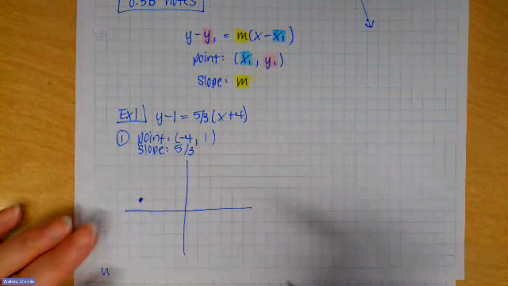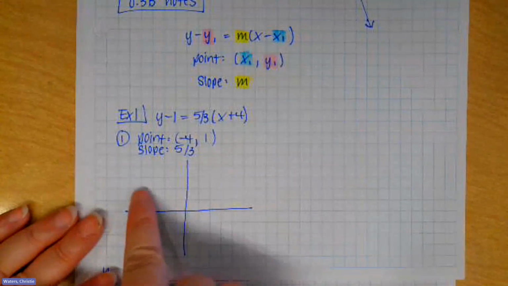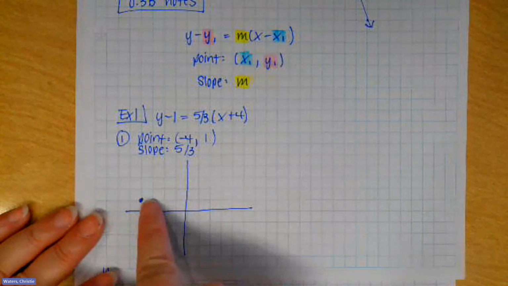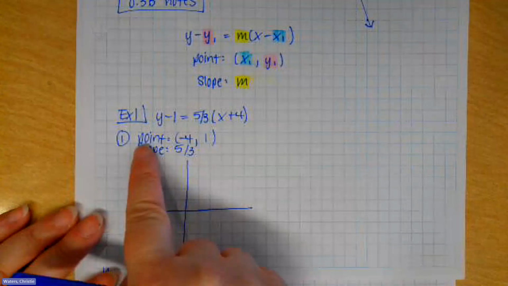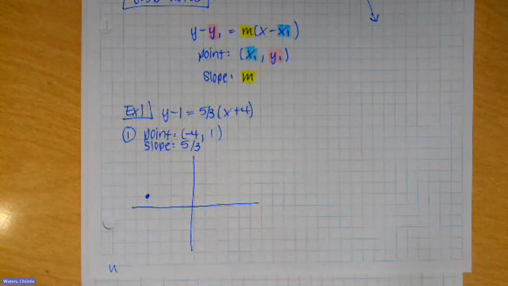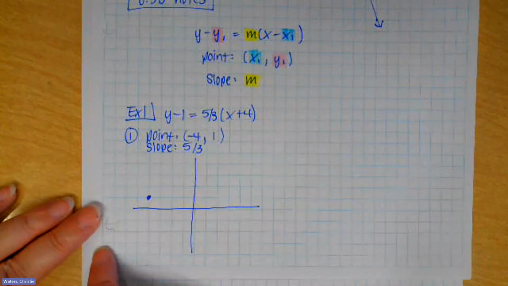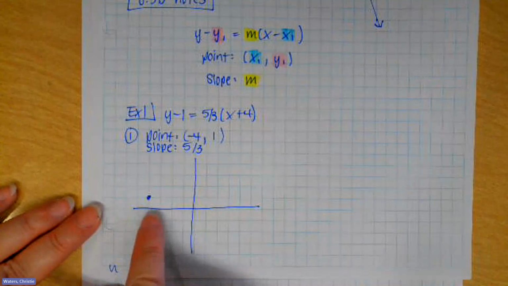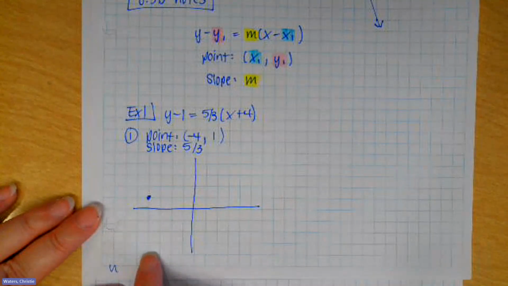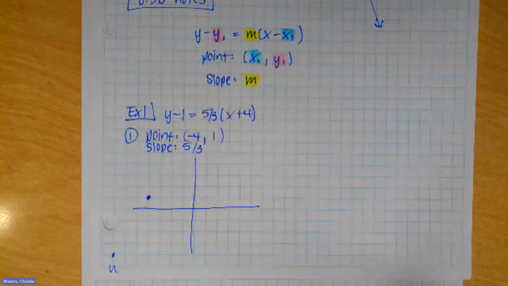So from there, I don't know if I gave myself enough room. I need to count up 5, right 3. So 1, 2, 3, 4, 5. Yeah, I don't have room to do that. But luckily, when I'm doing slopes, I can always go 2 directions. And so I'm going to go down 5, but then I have to go left 3. So 1, 2, 3, 4, 5. 1, 2, 3. So here's my second point.